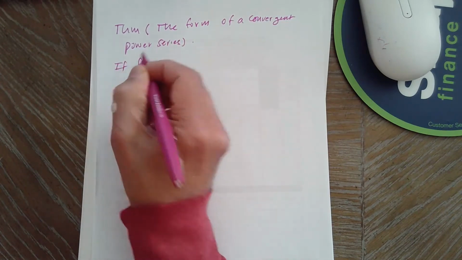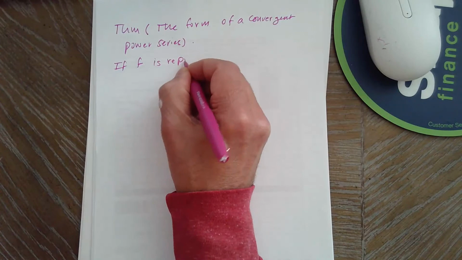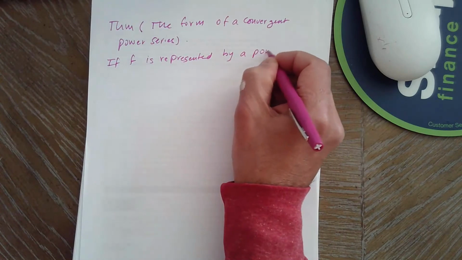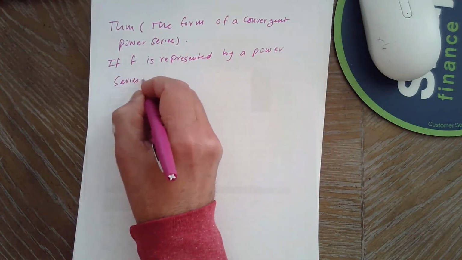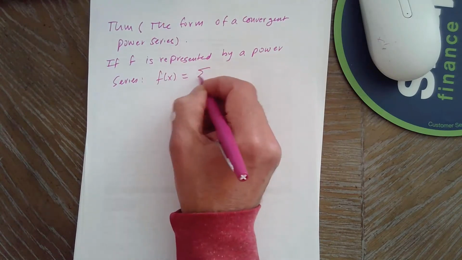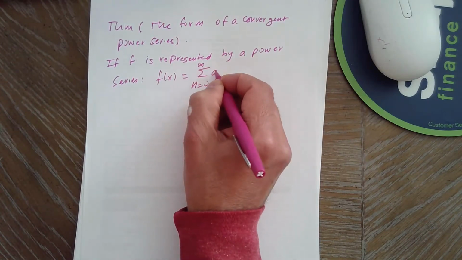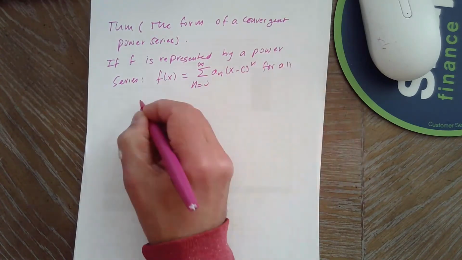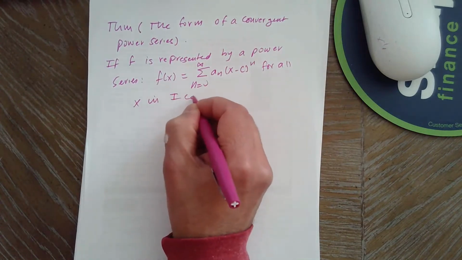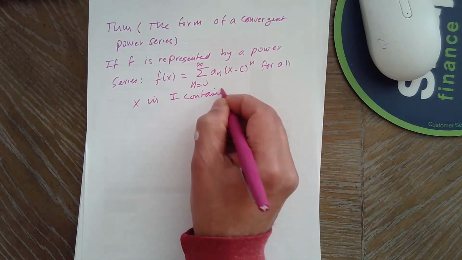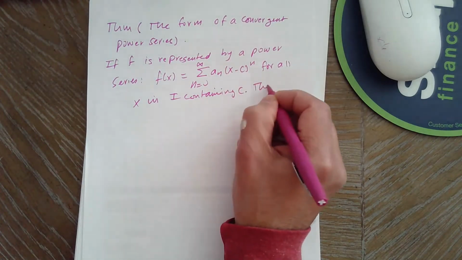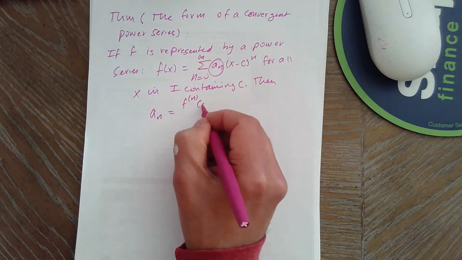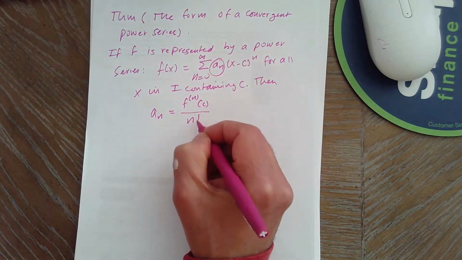So if f is represented by a power series, say f of x equals the sum from n equals 0 to infinity of a_n times (x minus c) to the n, for all x in an open interval I containing c. Then what's really nice is those coefficients a_n are the nth derivative at c of f over n factorial.